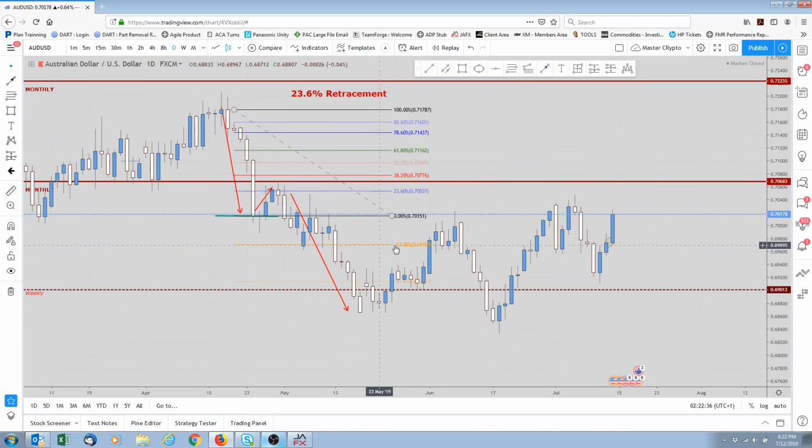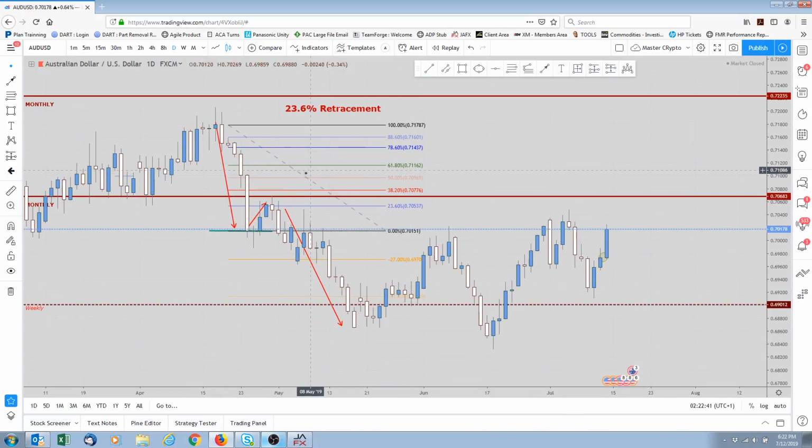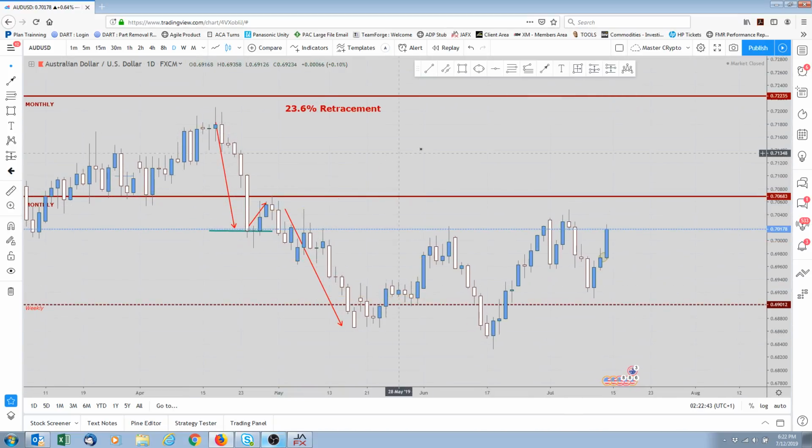It hit our take profit 2 and 3. So again, our Fib tool is how we measure retracement, and it shows us our targets for a buy and a sell area.